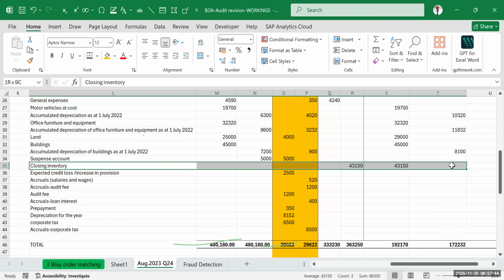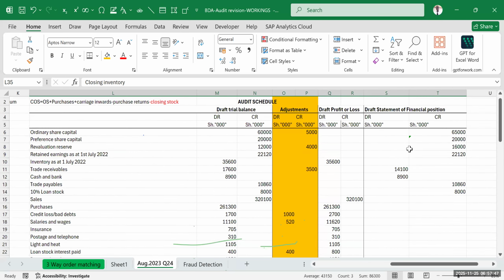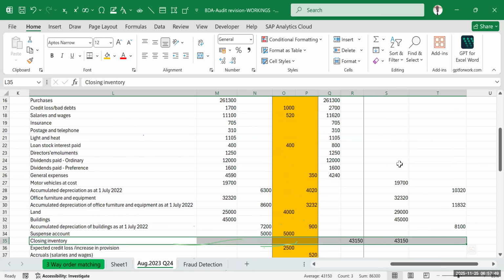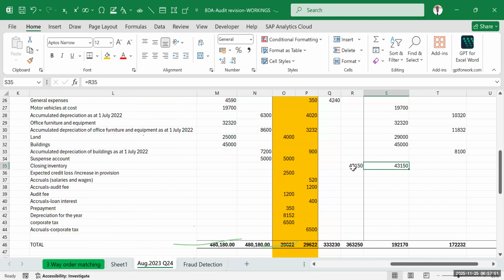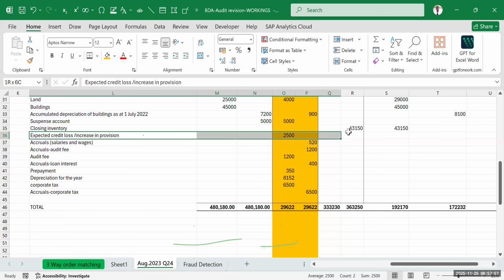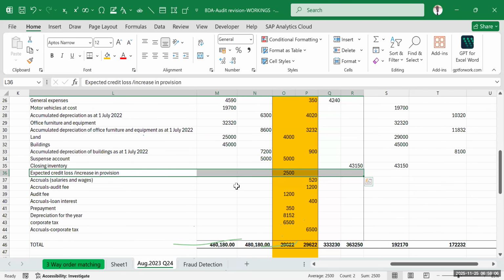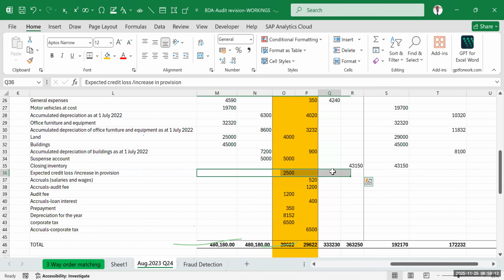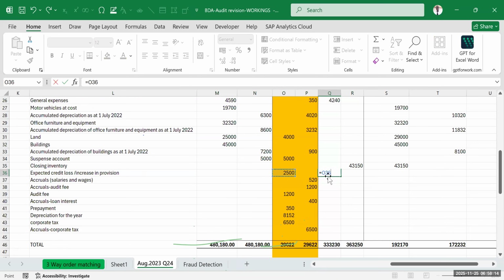Closing inventory, we know the adjustments. It has to appear in the balance sheet, which of course we already posted. And then we also credited the income statement. That one we already did, so I don't have to repeat anything there. Credit loss will have to affect our income statement by the same amount because we know that one is an expense. So it is just 2,500 and it does not go to our balance sheet. So credit loss, we debit 2,500.